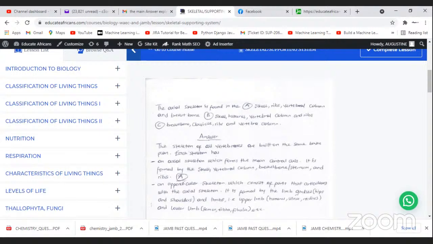An appendicular skeleton, which consists of parts that articulate with the axial skeleton. So you have the axial skeleton and you have the appendicular skeleton. It's formed by the limbs, or the girdles, hips and shoulders, and the limbs as the upper limb, humerus, ulna, radius, and lower limb, the femur, tibia, and fibula. Okay.